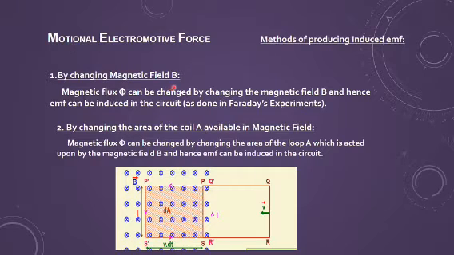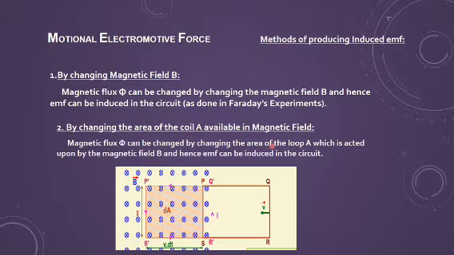If I want to change the flux, the first thing, of course, is by changing the magnetic field B. We can do that. We have already discussed it in Faraday's experiment. Direction, etc. we have also already discussed. So we are doing this in continuation, as I have said.